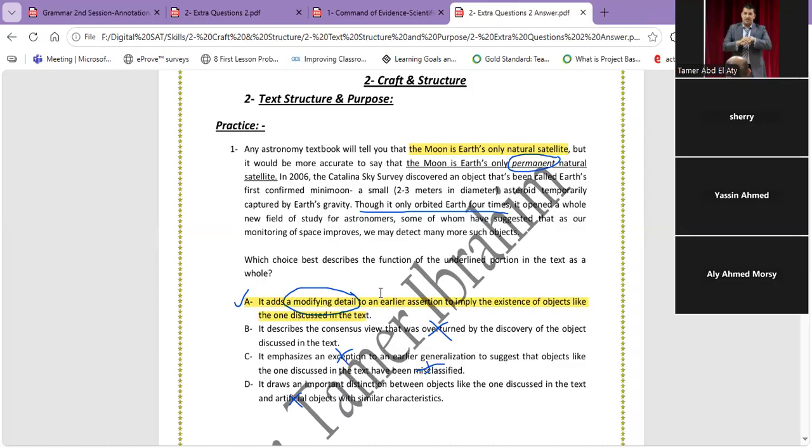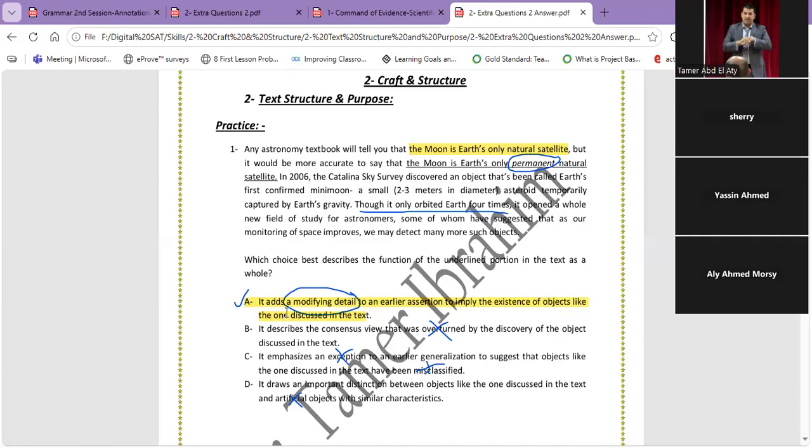No, look, before he said what? That the moon is Earth's only natural satellite. So now he described the moon as the only satellite that is natural. In the underlined part, he said what? The moon is Earth's only permanent natural satellite. What did he add? The word what? Permanent. So before he didn't say that, but here he added permanent. And after that he said what? He said that they discovered another object that is called Earth's first confirmed mini-moon. But it's not permanent. Okay?